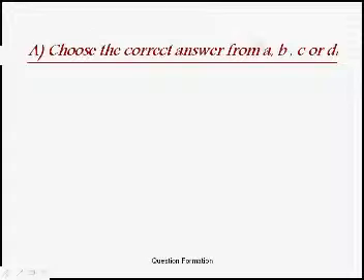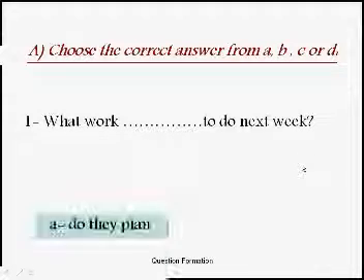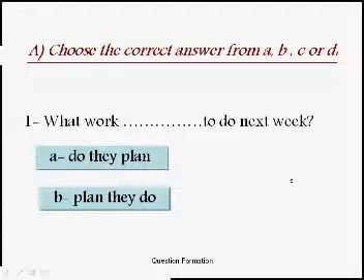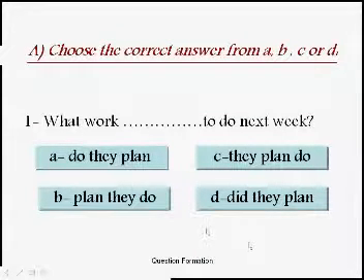Let's start with the first type. Choose the correct answer from A, B, C, or D. What work to do next week? What work do they plan? Plan they do. They plan do. Did they plan to do next week? Just think. We have to find an auxiliary and a subject and an infinitive. So, very good. What work do they plan to do next week? Of course, we didn't choose did because this is in the past and we have the word next week.